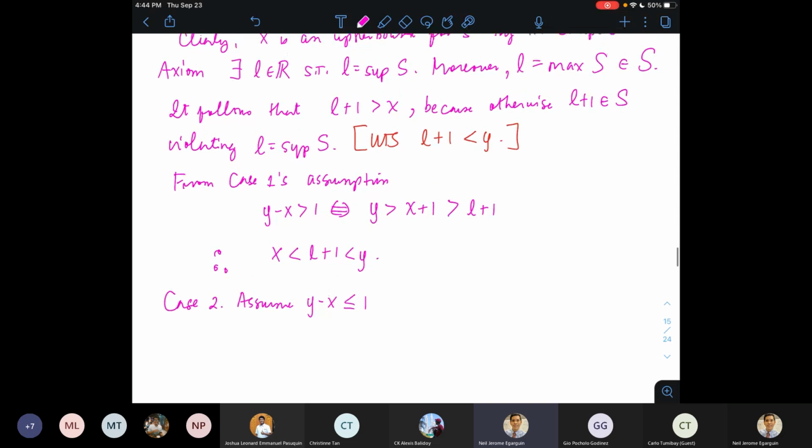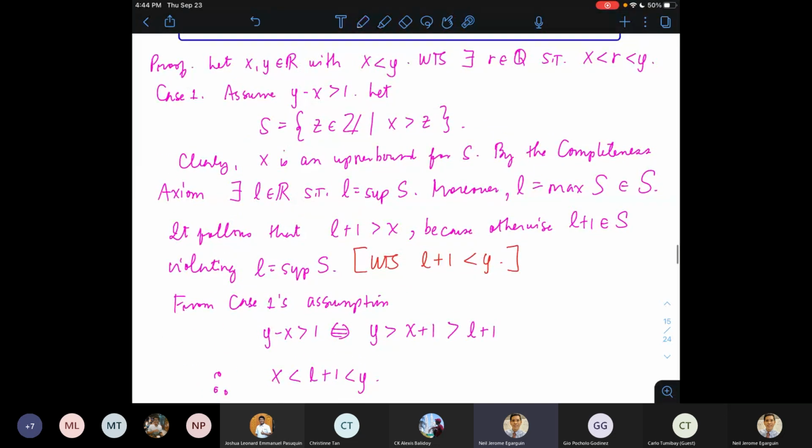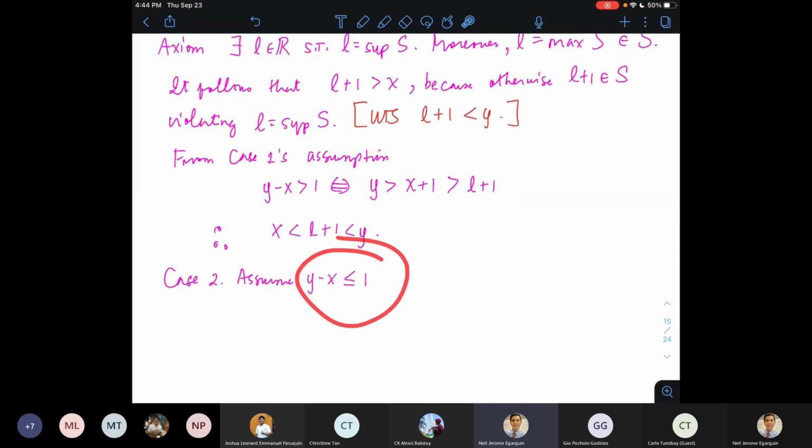And if we will be able to prove this, then we are done. Because we have already proven the case kapag yung difference ay mas malaki kay 1. Tapos pag na-prove natin na totoo rin siya kapag yung difference ay less than or equal to 1, so by the trichotomy property, ibig sabihin na-prove na natin siya sa kahit anong pair ng real numbers X and Y. Okay? Pero what could be said when Y minus X is less than or equal to 1?